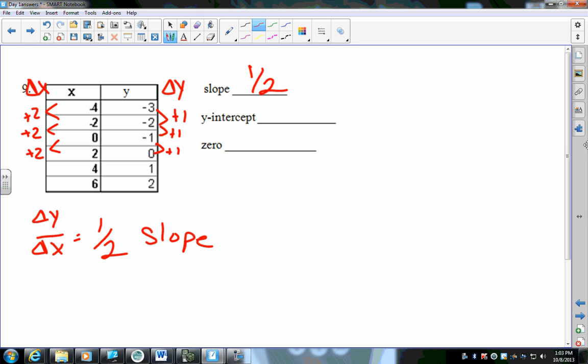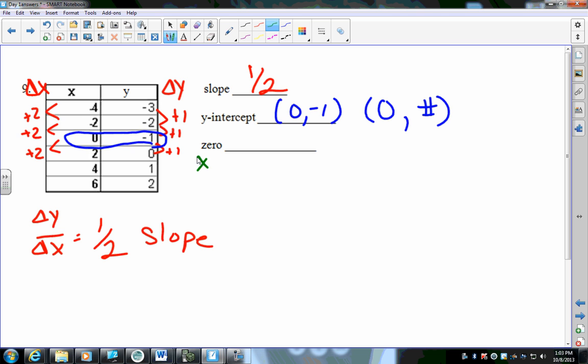Now, you really should be able to find your y-intercept in this table because it's 0 and then the number is in the y spot. That's how you find your y-intercept. Circle in your table 0 and -1. That is your y-intercept. Your x-intercept, your 0, should have a number in the x spot and a 0 in the y spot. That is right here. We're going to circle this one. That is 2, 0.